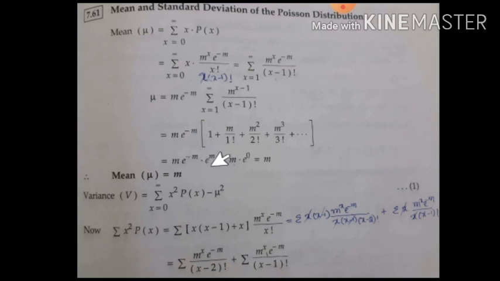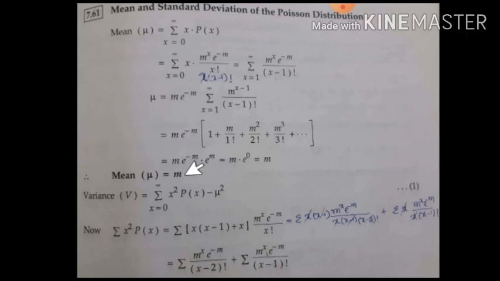So when bases are there, add the power. So you will get e to the power of 0, and we know e to the power of 0 value is nothing but 1. So m into 1 is m. So mean of the Poisson distribution is nothing but m, which is the finite variable.